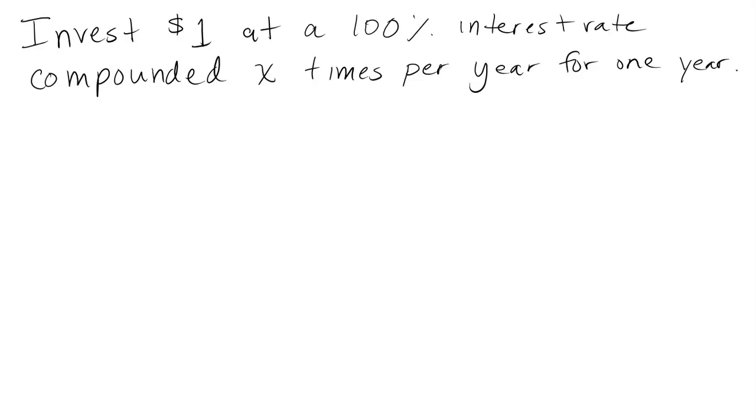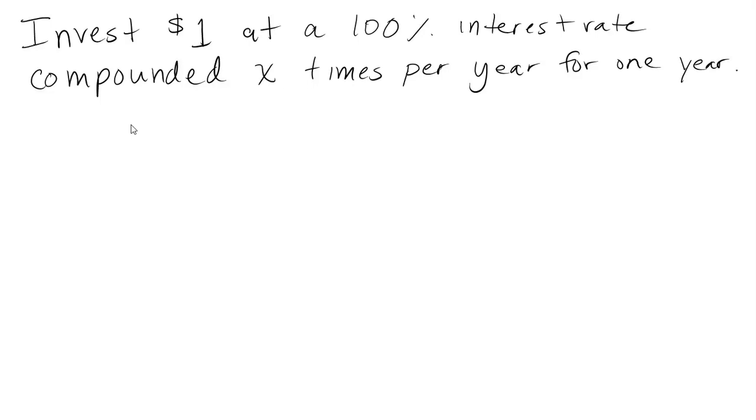So we're going to look at this scenario where we're investing just $1, and we're going to get 100% interest on our investment, and we're going to see what happens over 1 year when we let the number of times we compound vary. So we're going to look at different scenarios for the number of compounding periods. First, let's talk about what the model would be for this.